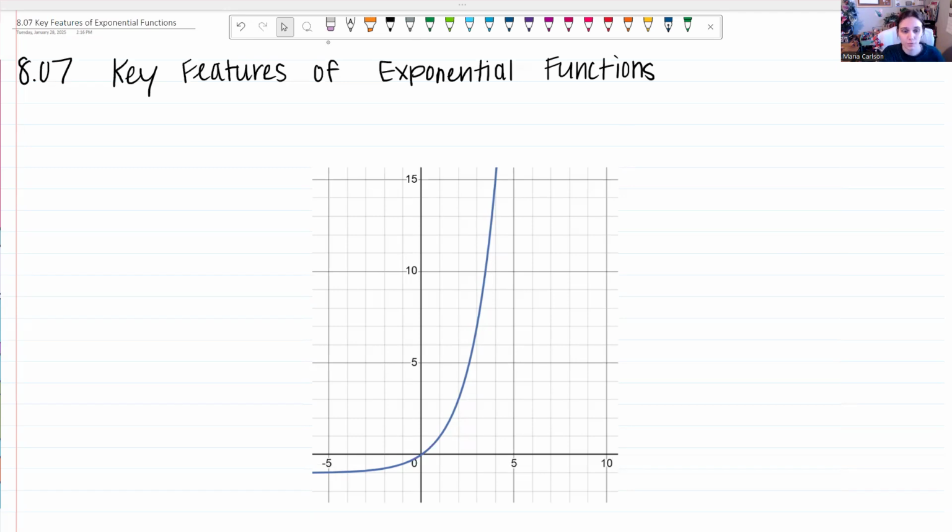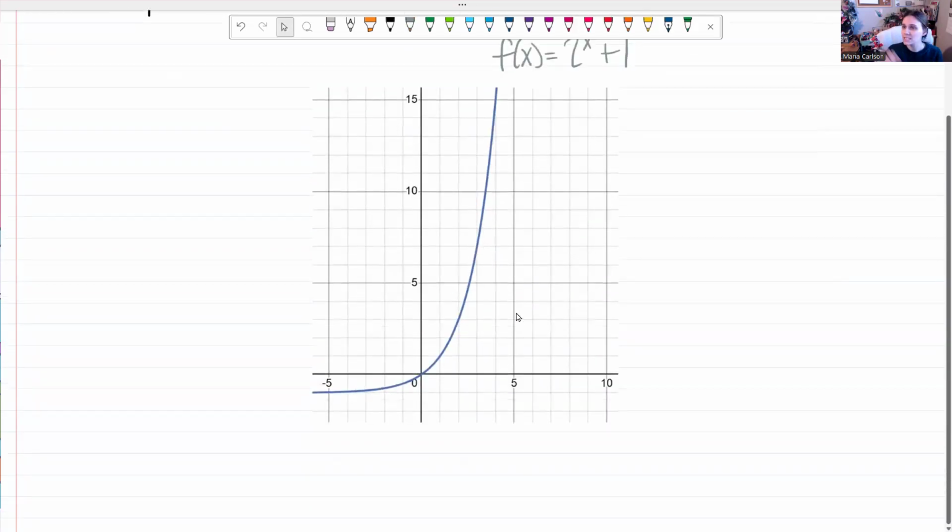Now, the function that we have graphed here is f of x equals 2 to the x power plus 1. And if you can't draw this, print it out, just draw it as best as you can. I would just draw an X and Y axes and then plot a couple points and draw a rough sketch of the curve.